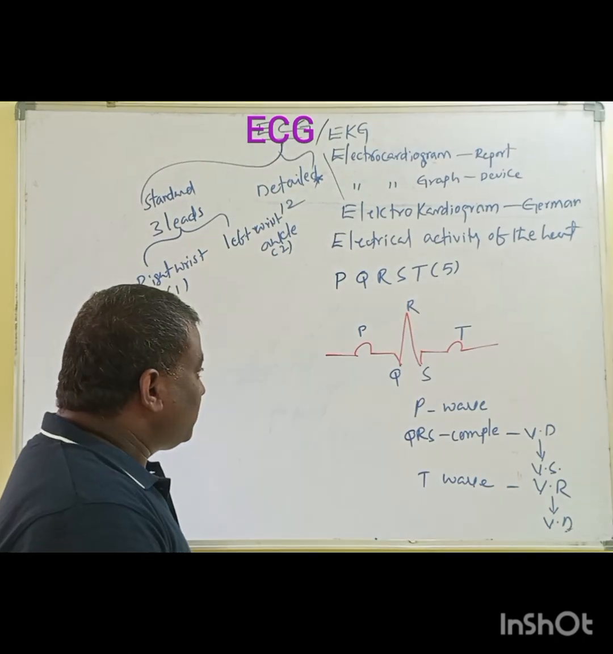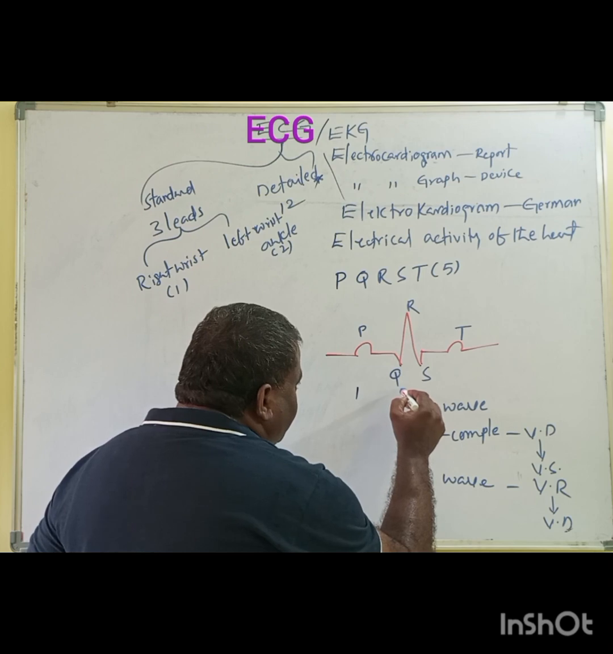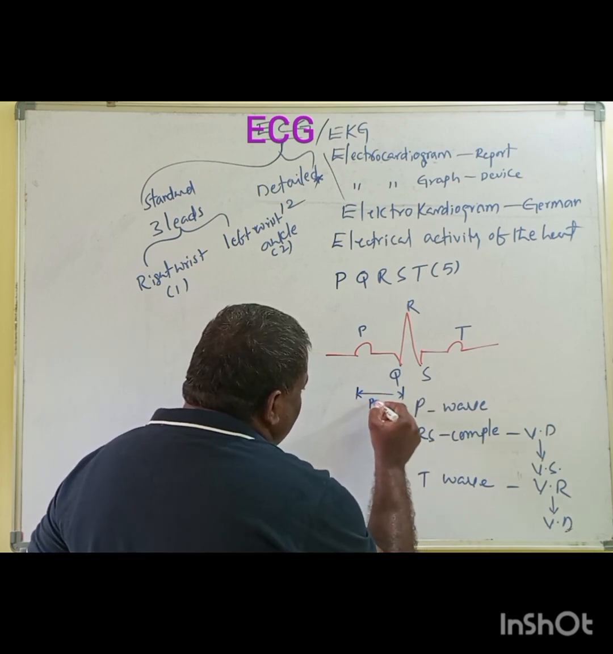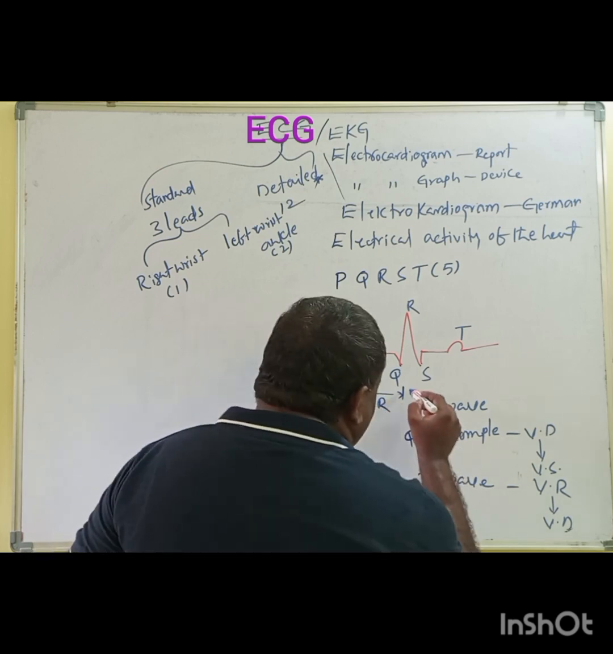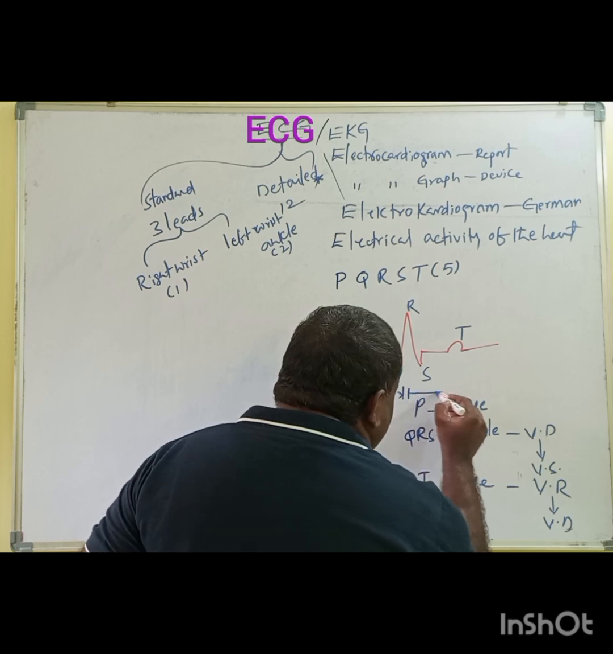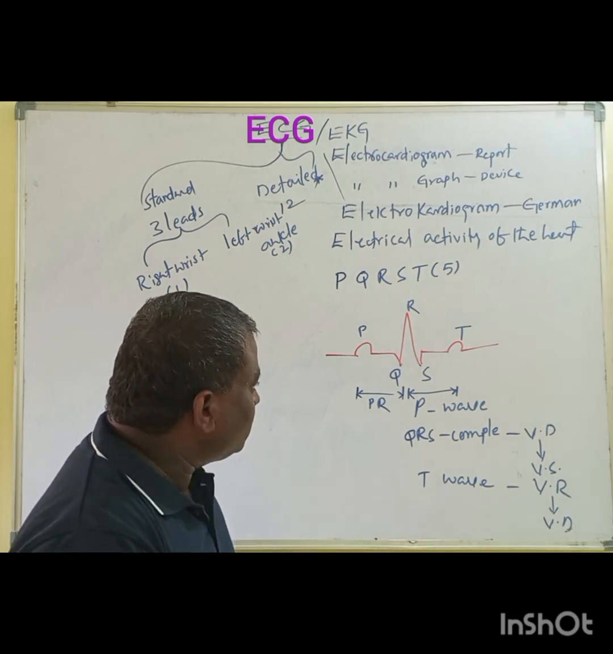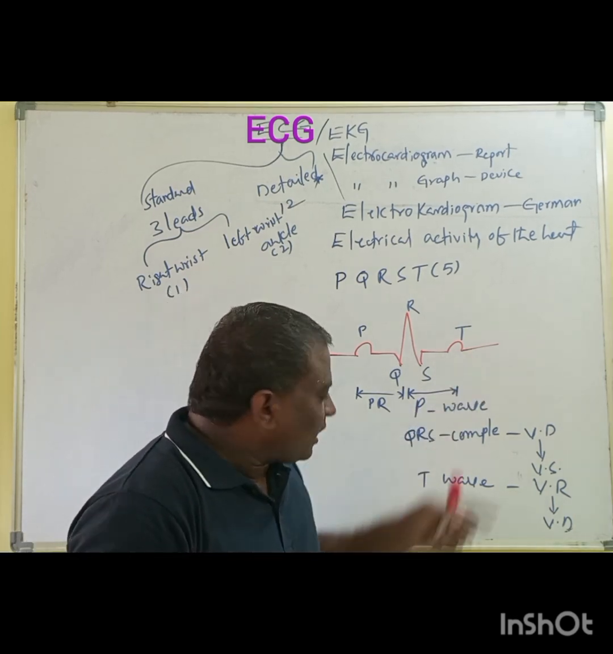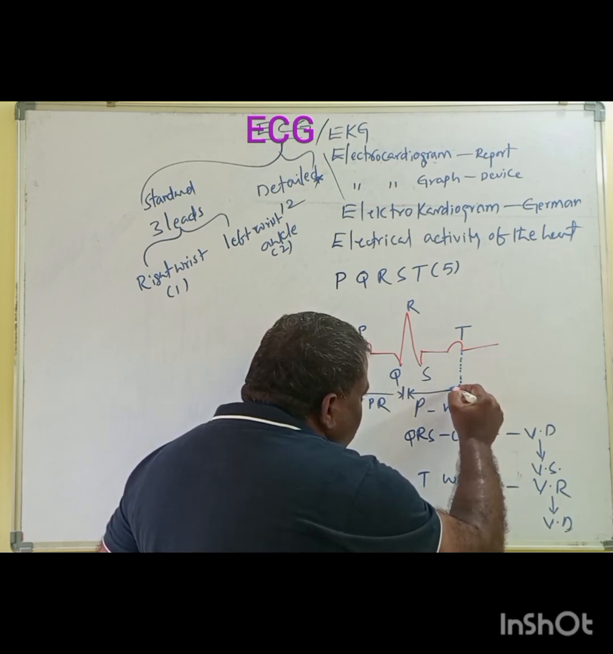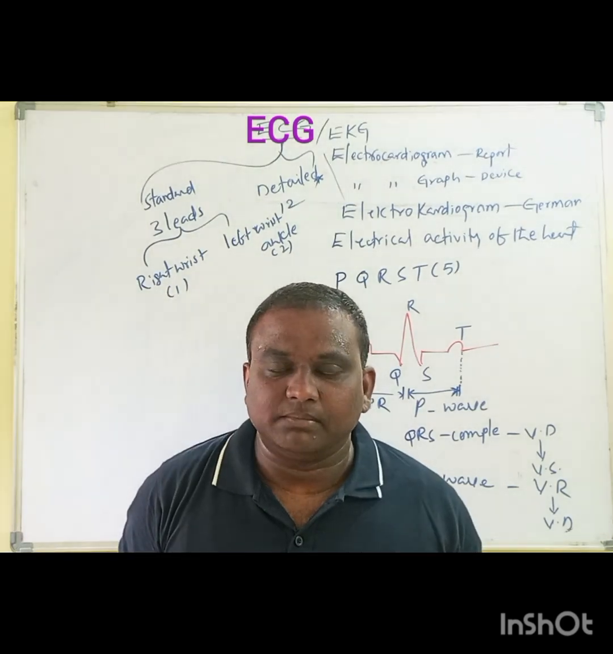Now when you look at the board here, there is something called a PR interval. This is the PR interval, and from here the ventricular contraction starts shortly after the Q wave. The end of the T wave marks the end of the ventricular contraction. These two lines are very important for the exam.